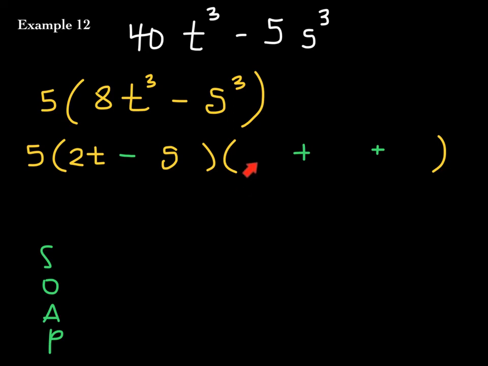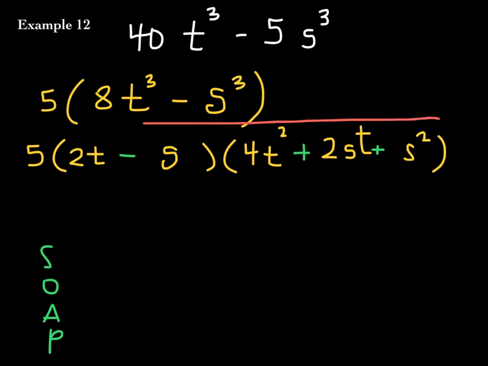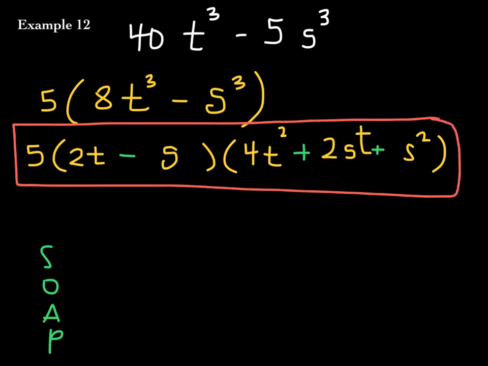Now, this first term in the trinomial will be the square of 2t. So when you square 2t, you get 4t squared. The middle term will be the product of both of these. So 2t times s, so it'll be 2st. I'll put s first because, I don't know, alphabetical. The last term will be the square of your second term. So the square of s, so s squared. This is the complete factorization for this binomial. Don't forget you have a 5 out front, right? That's the GCF.